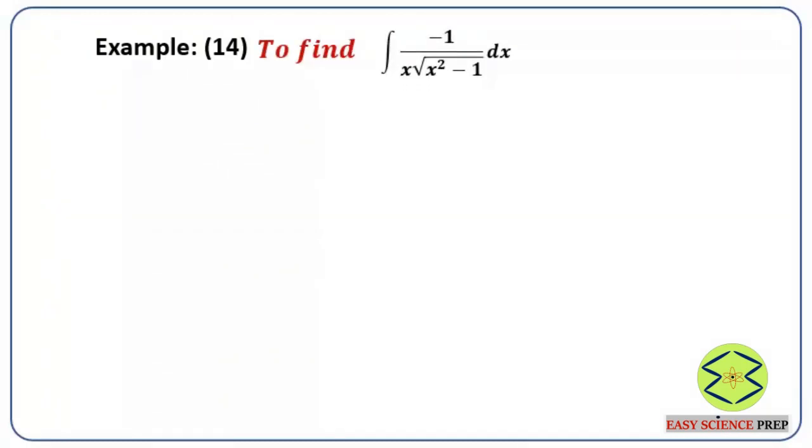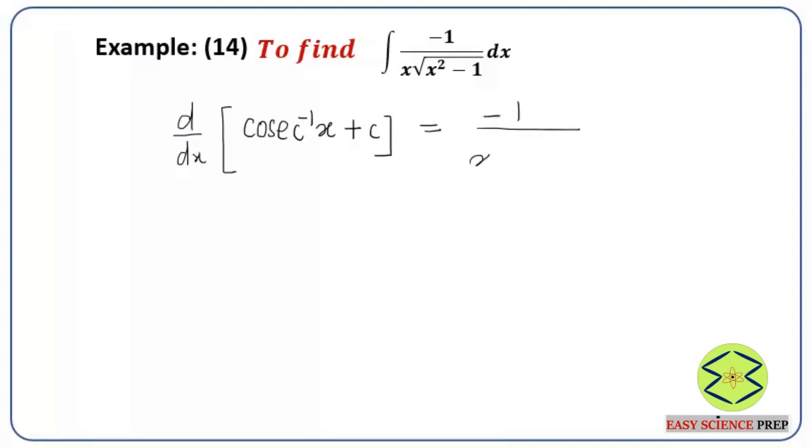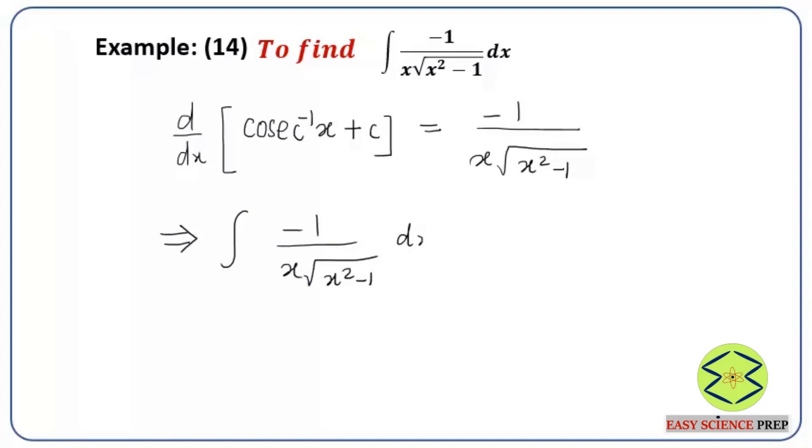Here we have to find the integration of minus 1 over x under root of x square minus 1. We know that the derivative of cosecant inverse x plus c is minus 1 over x under root of x square minus 1, and the derivative of c is going to be 0. So if you bring the derivative on the next side, that becomes integration. So we can straight away write down that the integration of minus 1 over x under root of x square minus 1 dx will be cosecant inverse x plus c, which is the result we have got here.